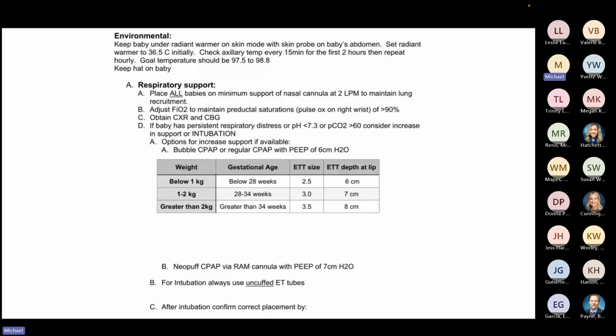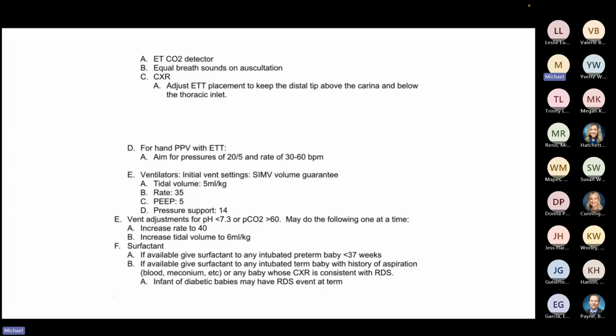Check following intubation using an end-tidal CO2 detector, using auscultation, looking for mist in the tube, looking for bilateral breath sounds, and an improvement in the respiratory status. After intubation, if you are managing the baby with bag mask ventilation via PPV, aim for pressures of 20/5, so a PIP of 20, a PEEP of 5, or slightly higher depending on how much chest rise you are getting, and then rates of 30 to 60.